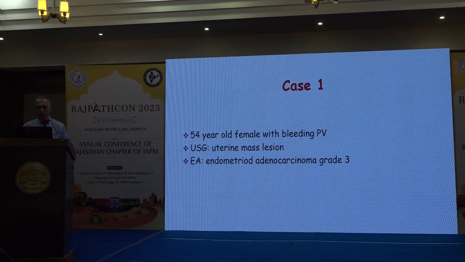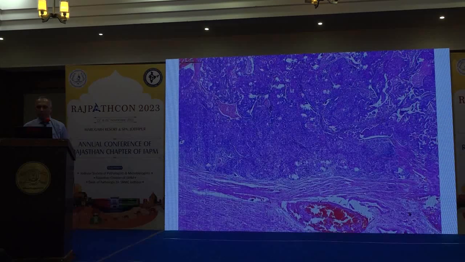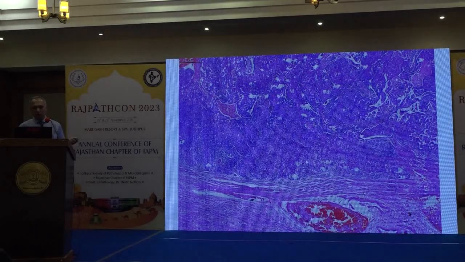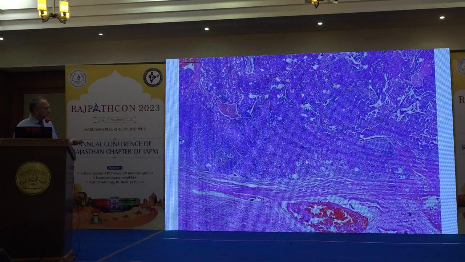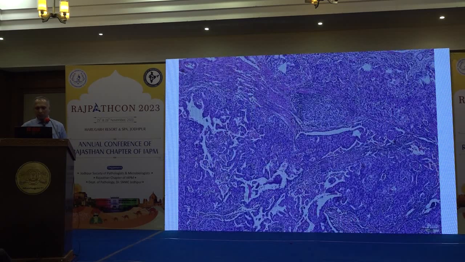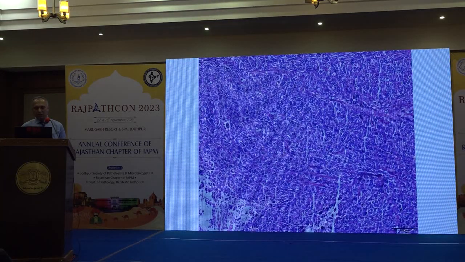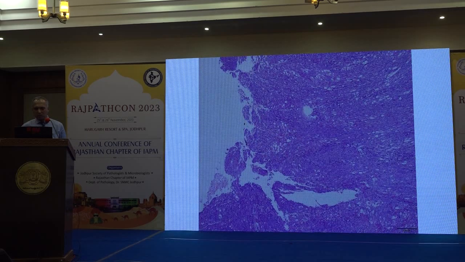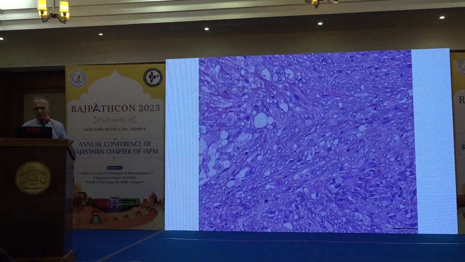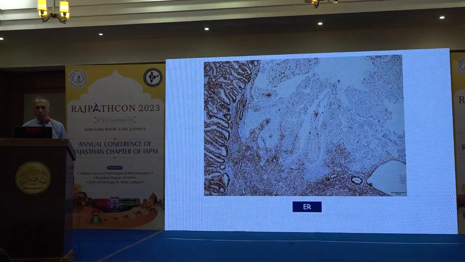A 54-year-old woman with bleeding had a diagnosis of endometrioid grade 3 carcinoma on a biopsy. Now you can see the endomyometrial interface, mostly a solid looking tumor with some patchy areas of necrosis. There are some gland formations as well, but the dominant part of it is solid in nature. The cells are quite pleomorphic. At places they have a metaplastic-like look.